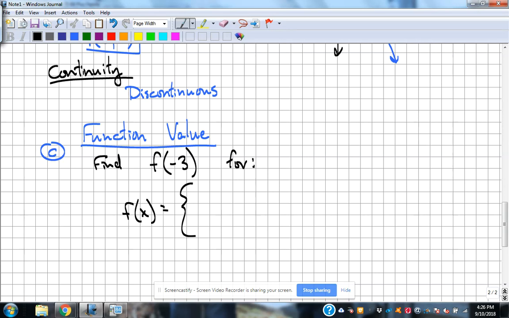They say 2 plus x when x is less than 0, and then x cubed when x is greater than or equal to 1.